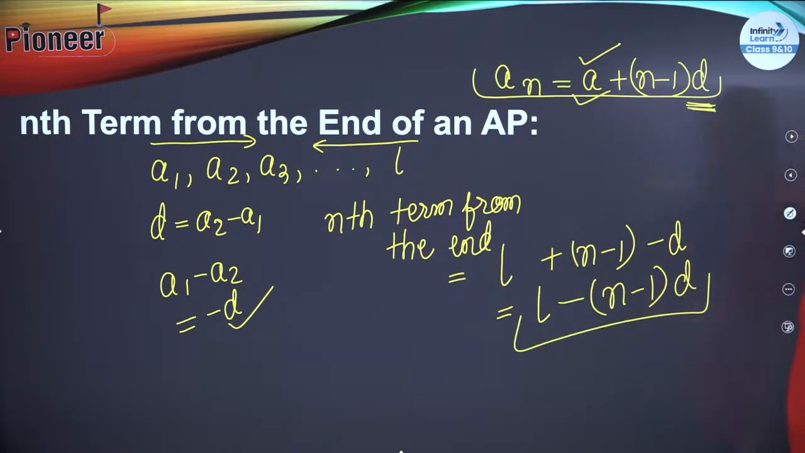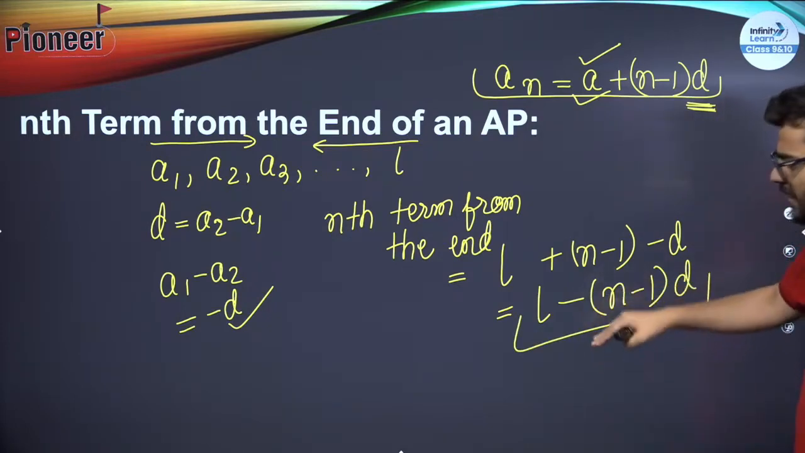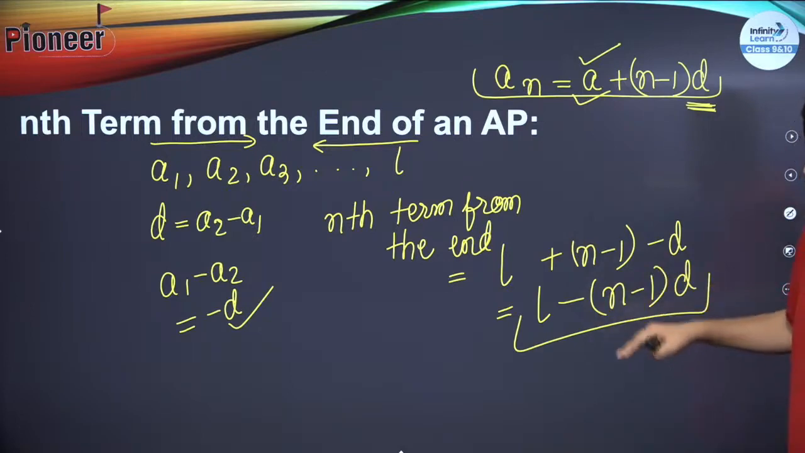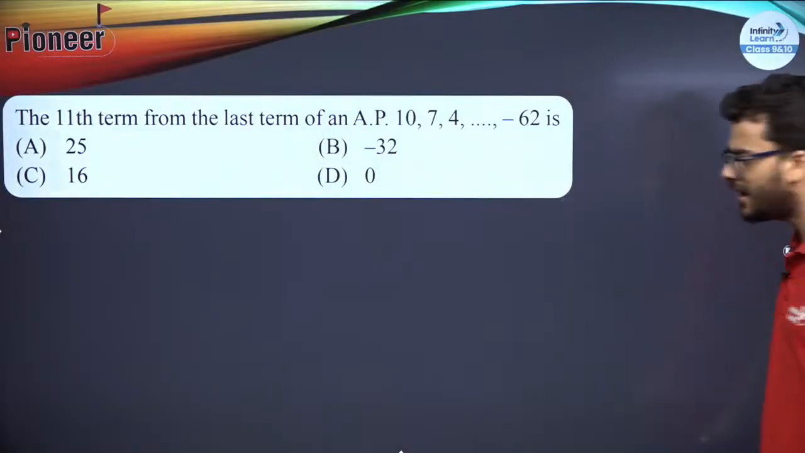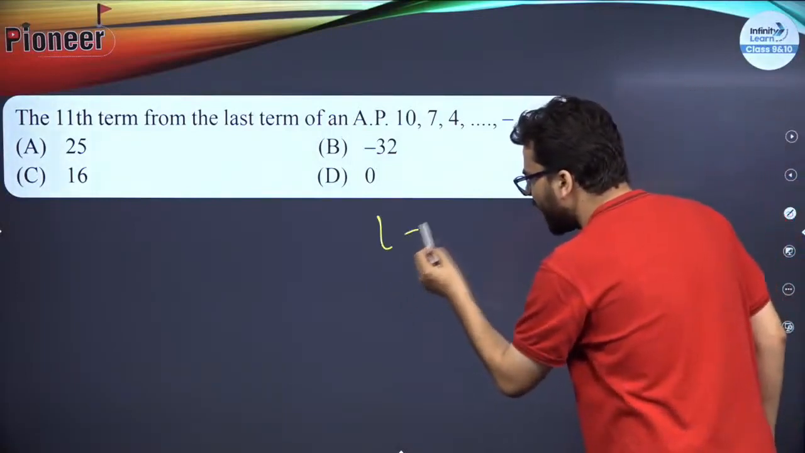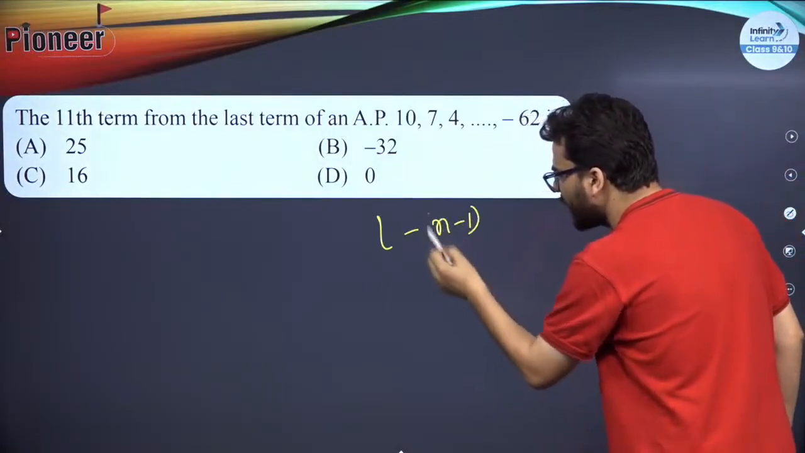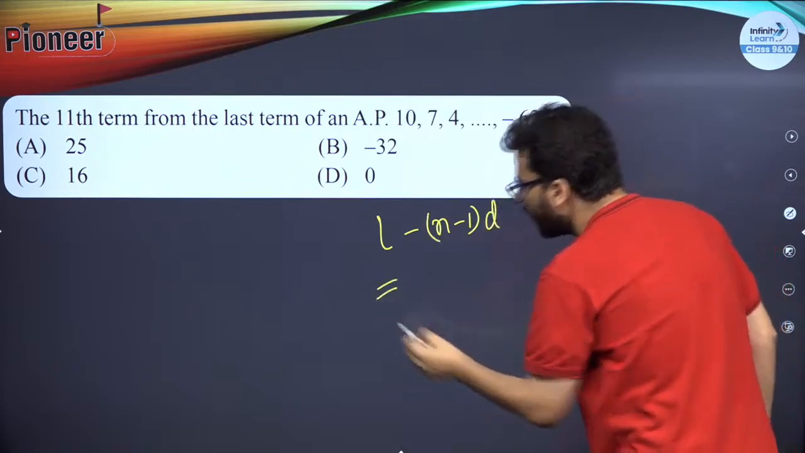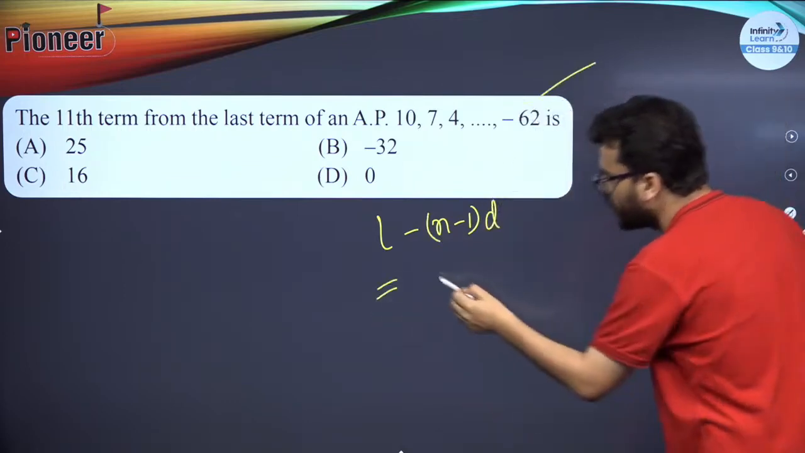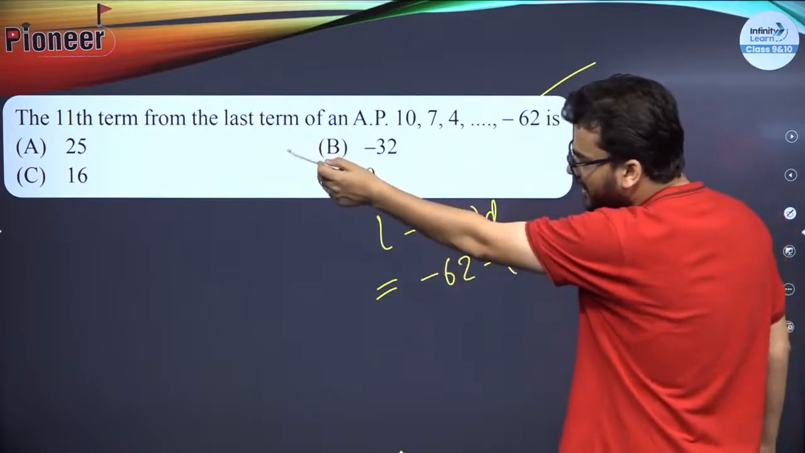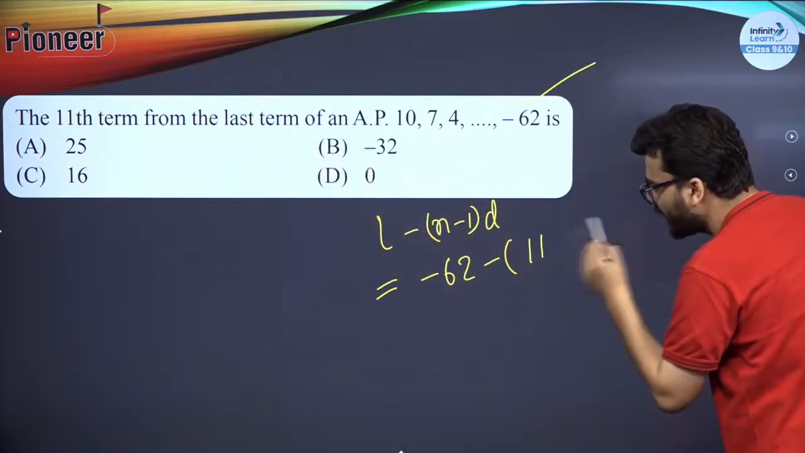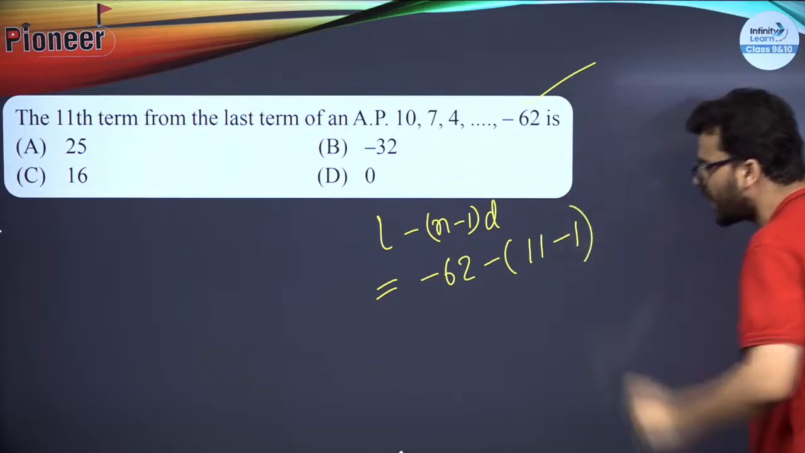Is it clear? So the nth term from the last is L plus n minus 1 into minus d, that is L minus n minus 1 into d. Let's check this question. I'll use that formula only. The nth term from the last will be L minus n minus 1 into d. Now what is L here? L is the last term, so minus 62, minus n is 11, because we are finding the 11th term, minus 1.